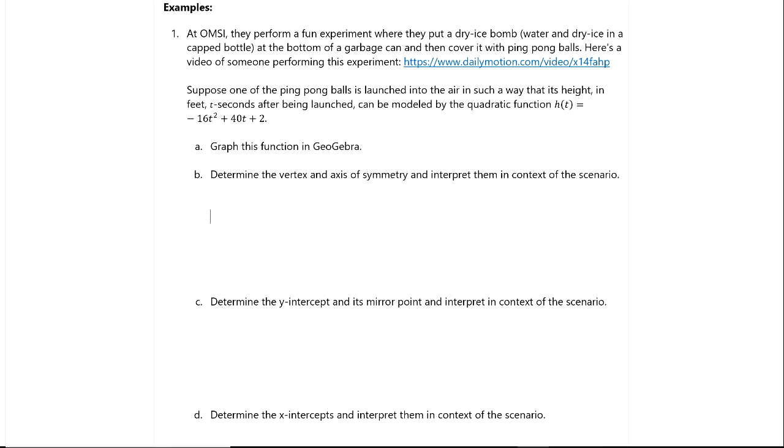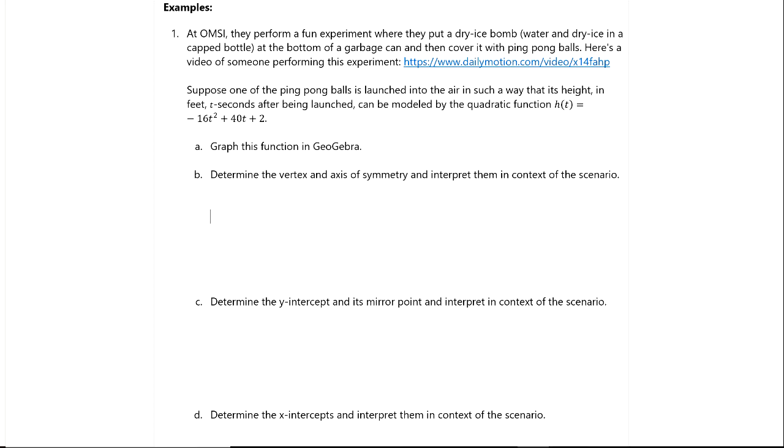The background is about an experiment at OMSI. You can check out the video for exactly what's happening. Basically, they have a dry ice explosion experiment demonstrated in the video, and to demonstrate this explosion with dry ice, they are using a bunch of ping pong balls. Let's say one of the ping pong balls is launched into the air in such a way that its height, measured in feet, t seconds after being launched can be modeled by this quadratic function.